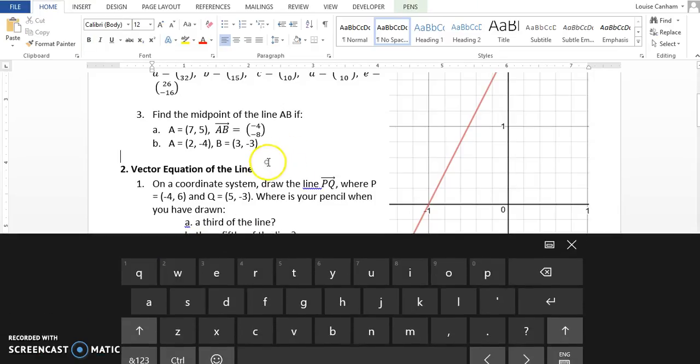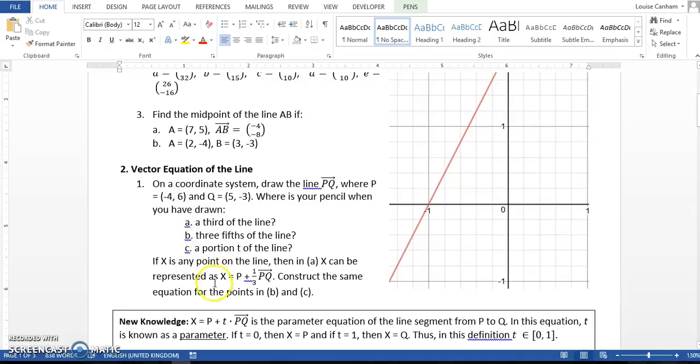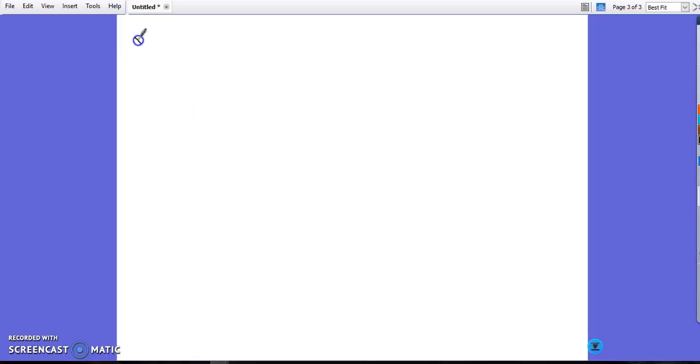So if x is any point on the line, then in A, the point x can be represented as start, P, plus instructions, a third of the way from P to Q. And for B, you'd have x is equal to P plus 3/5 of P to Q. And in C, you'd have x is equal to P plus t times P to Q. And that is the equation that I really wanted you to get to. So x is equal to P plus t times P to Q.